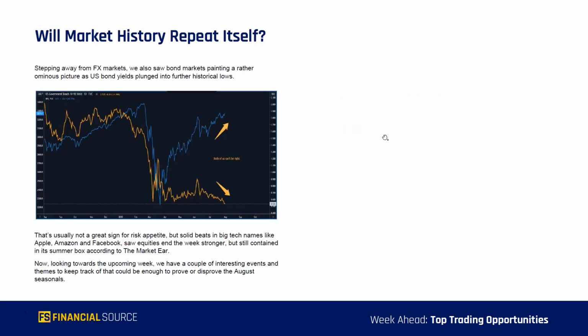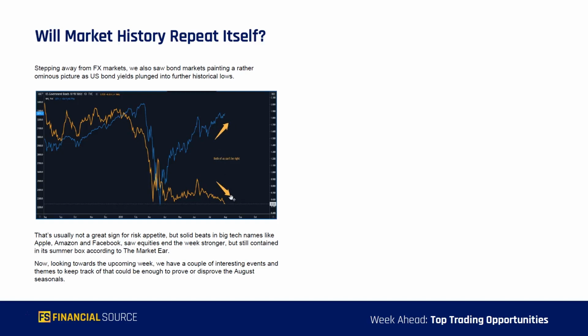Stepping away from FX markets, we also saw bond markets painting a very ominous picture as bond yields plunged into historical low territory, and at the same time big tech earnings beats coming in with Apple, Amazon, and Facebook. That gave equities a little bit of a lift at the end of the week, but still very well contained within that summer box according to the market ear. Now, the one thing that we need to keep in mind is equities are moving higher while bond yields are moving historically lower. Both of these two markets can't be right.